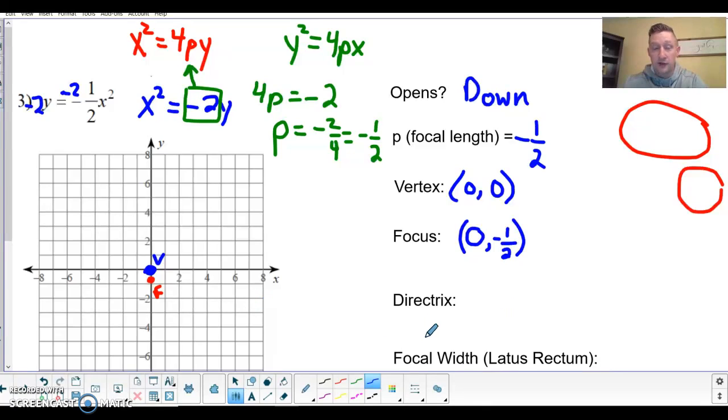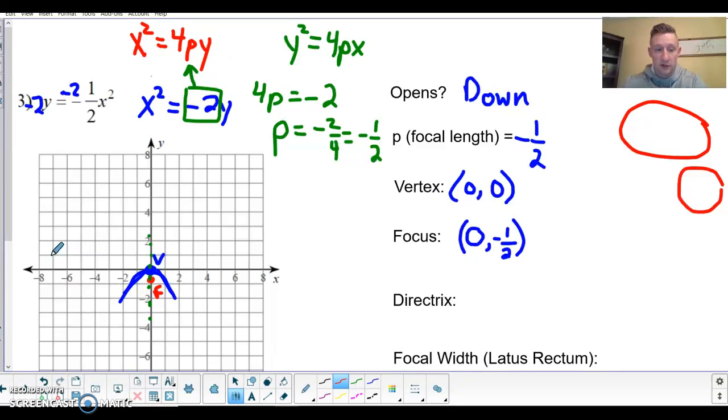Directrix. The directrix is a line perpendicular to the axis of symmetry. So my parabola opens down. Okay, it means my parabola is going to head this direction. Let's draw in a quick little sketch. That's my parabola eventually. My directrix is going to be perpendicular to the axis of symmetry. The axis of symmetry would cut the parabola in half, be something like this. That's the axis of symmetry. Okay, not the directrix.